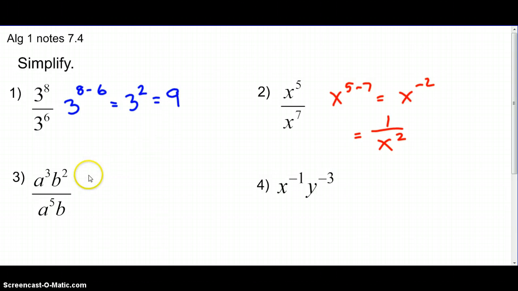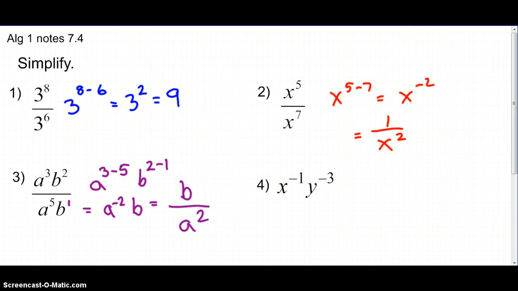All right, on number 3, we actually have two problems to deal with here. We have a's, and that's going to look like a to the 3 minus 5 power. Again, you take the exponent from the numerator and you subtract the denominator's exponent, times b to the 2 minus, and don't forget there's like a little implied 1 right there. So what we have then is a to the negative 2, b to the first, or you can just write it as b. Now again, we don't want to stop there because we don't like negative exponents. We change it to b divided by a squared.